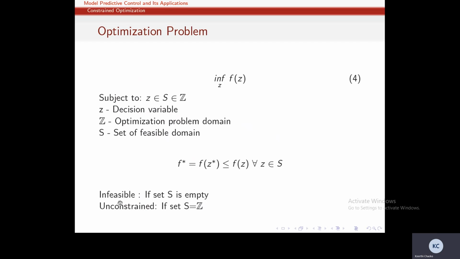A problem is said to be infeasible if the set S is empty. And the problem is said to be unconstrained if the set S is equal to Z. So if the optimization problem domain is equal to the feasible domain, then it is an unconstrained optimization problem.